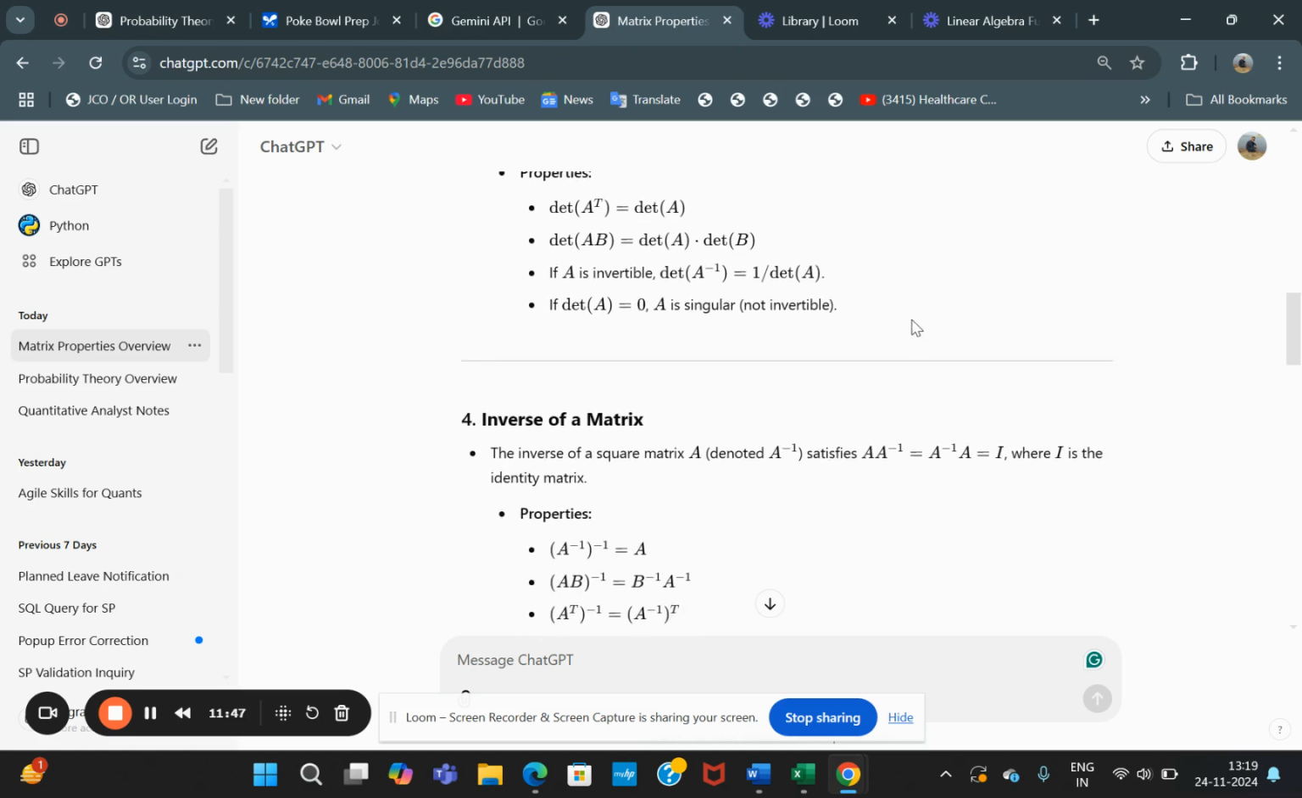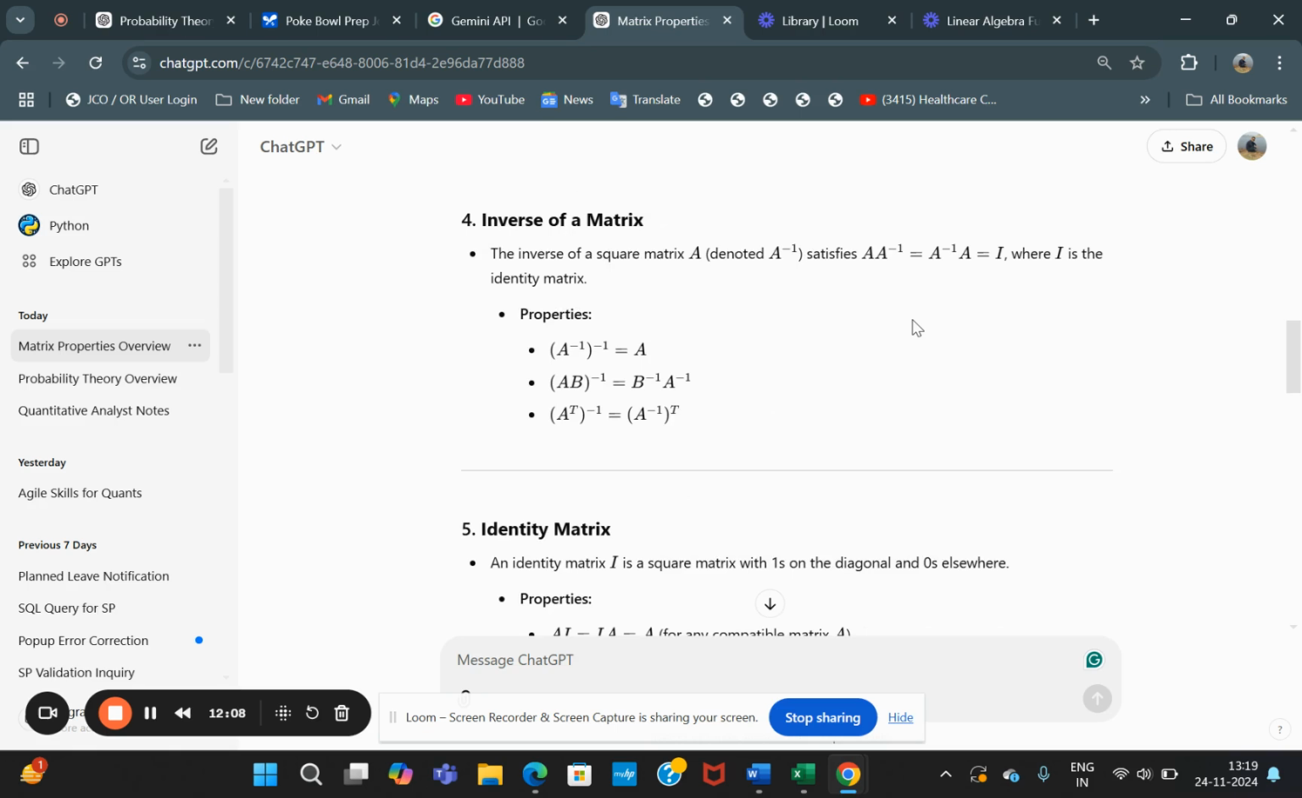If A is invertible, then determinant of A inverse is equal to 1 upon determinant of A. Okay, if the matrix is invertible, this is satisfied. And if determinant is equal to 0, then A is singular or non-invertible. If determinant of A is equal to 0, then it is a singular matrix, and that is a non-invertible matrix.